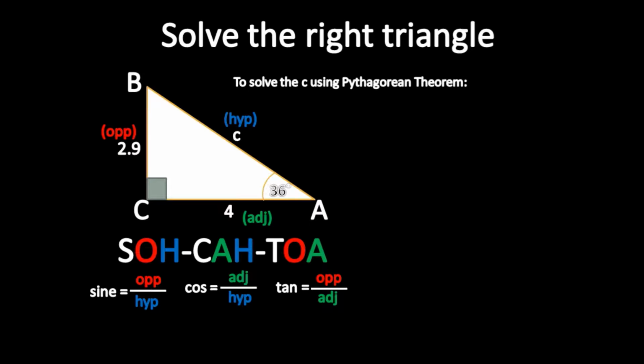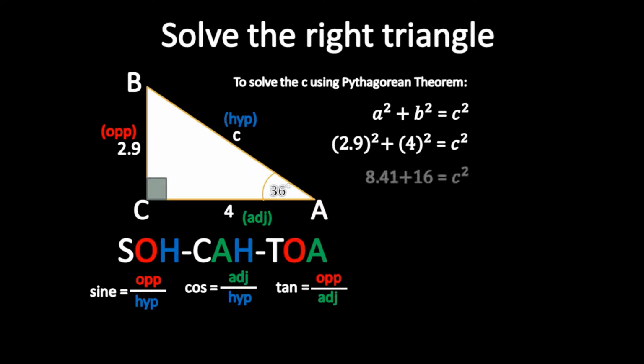The second way is the Pythagorean theorem. To solve for c using the Pythagorean theorem, a squared plus b squared is equal to c squared. a is equal to 2.9, which we solved earlier. Then b is 4 squared, then is equal to c, our unknown.